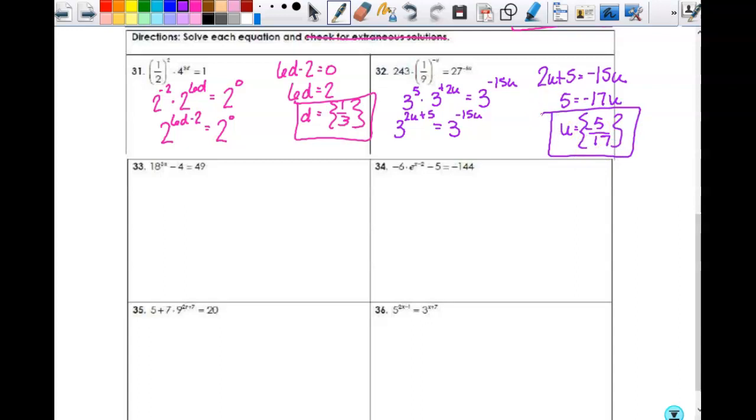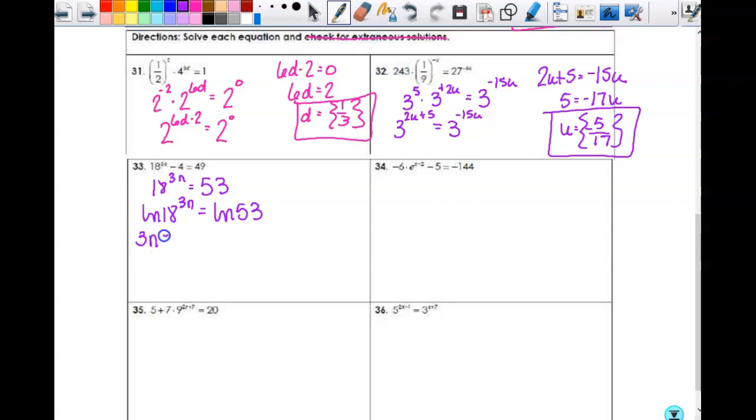So then over here, I don't think I'm getting a common base with that like it is. So if I add the 4, I'm going to get 18 to the 3n power equals 53. Still not going to be getting a common base there. So I'm going to take the log of both sides. So the natural log of 18 to the 3n power equals the natural log of 53.